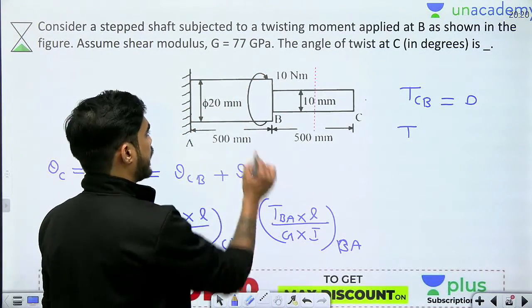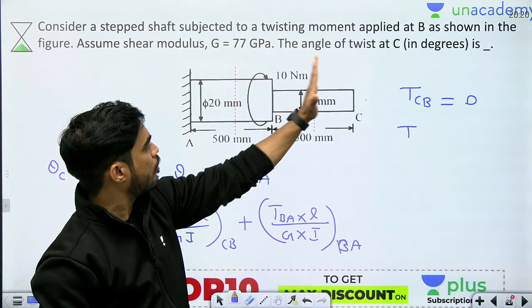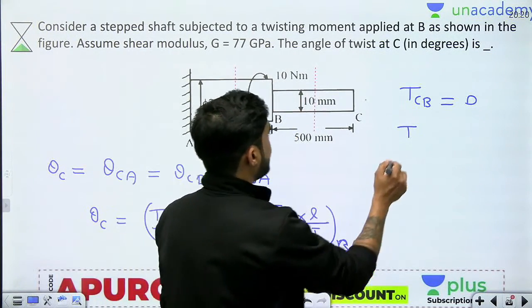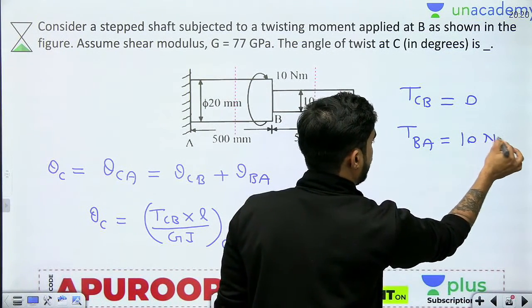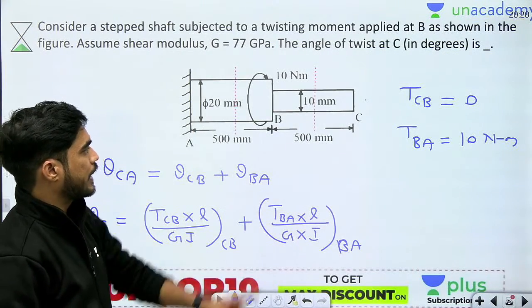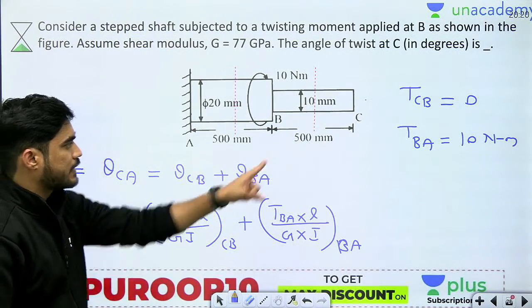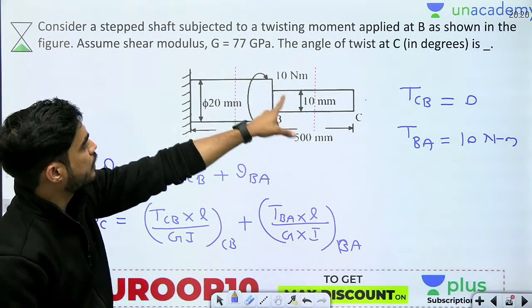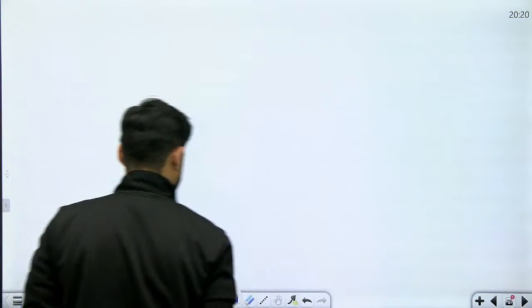Now if I consider a plane between AB, then on the right side the torque will be 10 Newton meter. So TBA will be 10 Newton meter. This is the internal torque in BC and AB. Now put the values here. Length is given, G is given, diameter for J is given. So just calculate it.